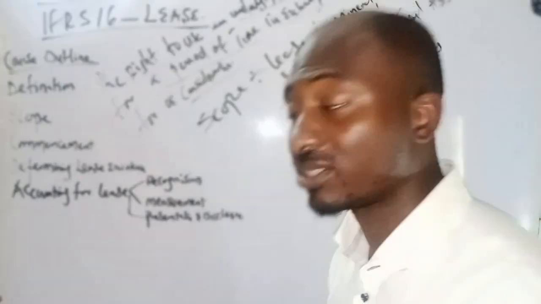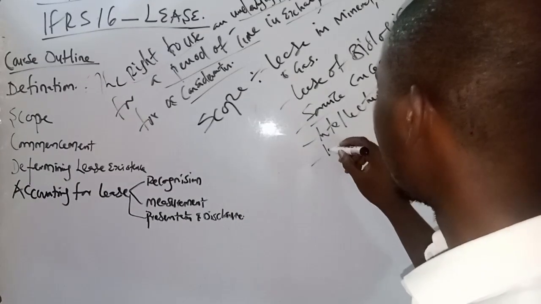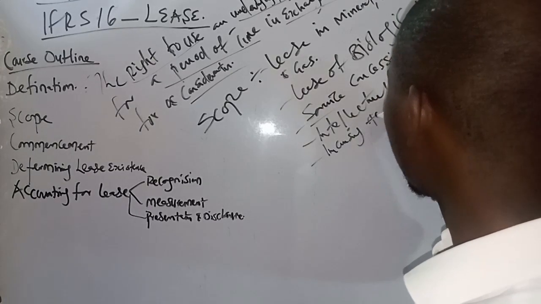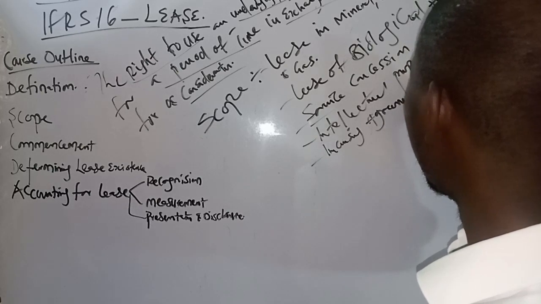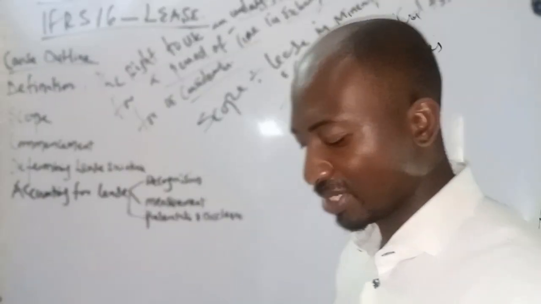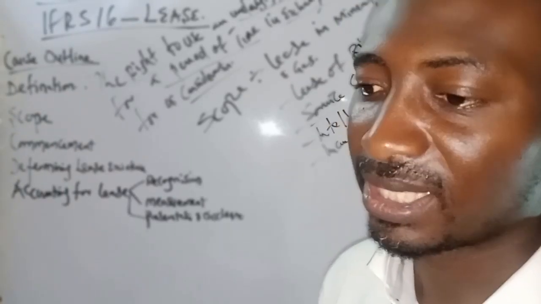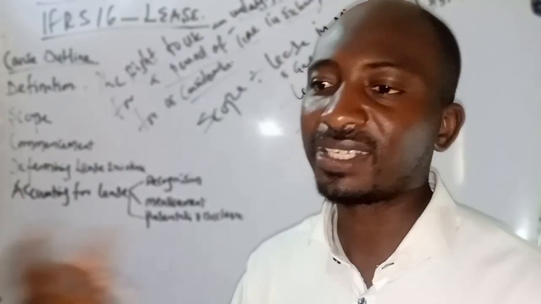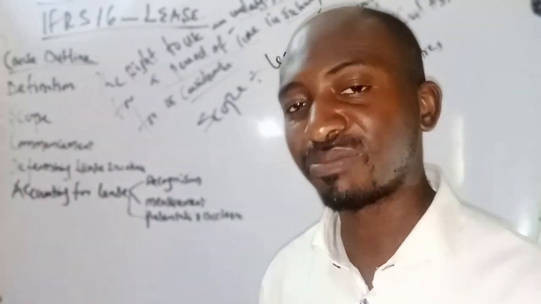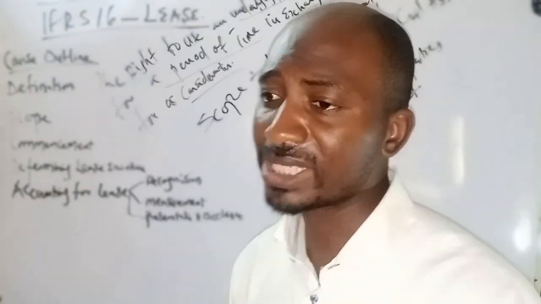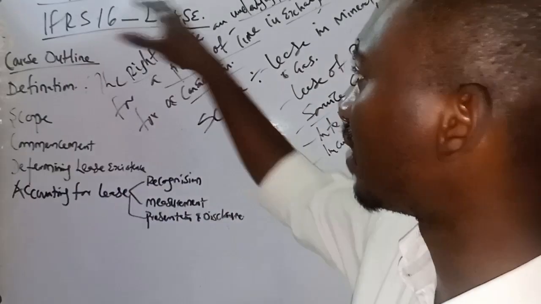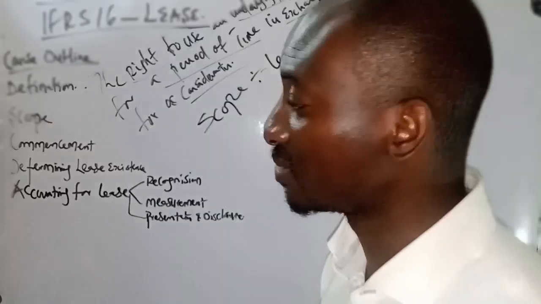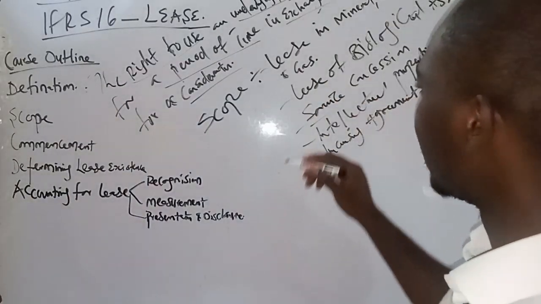And then what of that of a licensing agreement? For instance, you know, they have given Mr. Biggs license to operate restaurants all over Nigeria. They give them the license, and then they will lease the franchise out to some people for usage. So all those leases are the scope that IFRS 16 covers. Please understand that. So let's go quickly to the commencement.